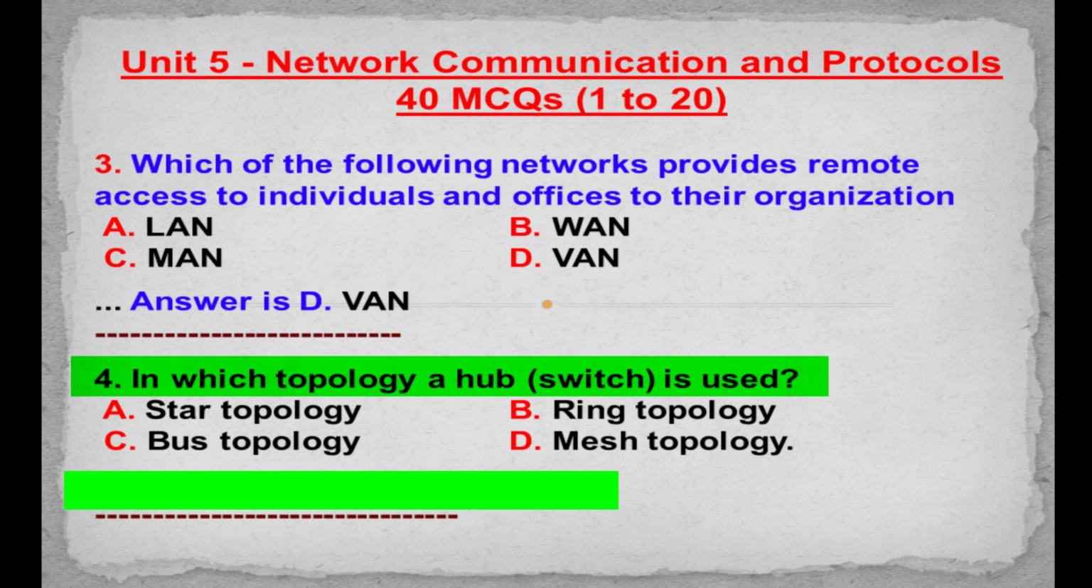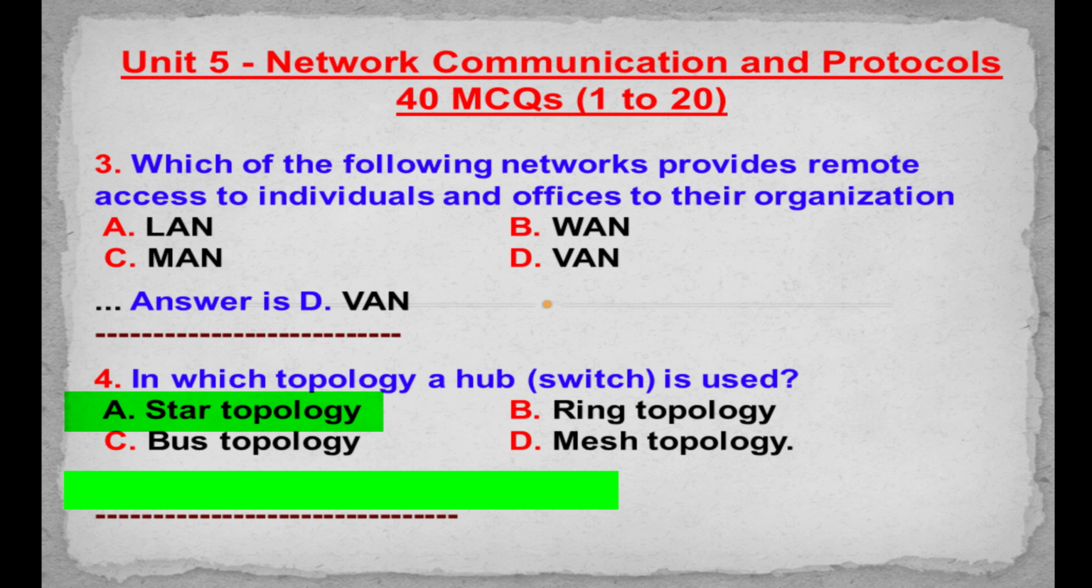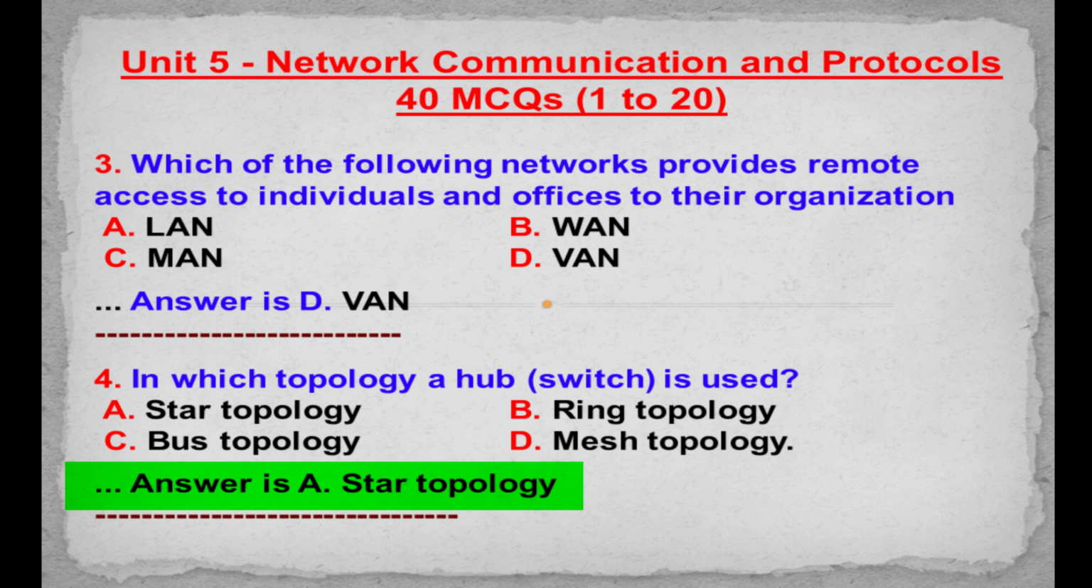MCQs number 4. In which topology a hub, switch, is used? Option A, star topology. Option B, ring topology. Option C, bus topology. Option D, mesh topology. Correct answer is option A, star topology.